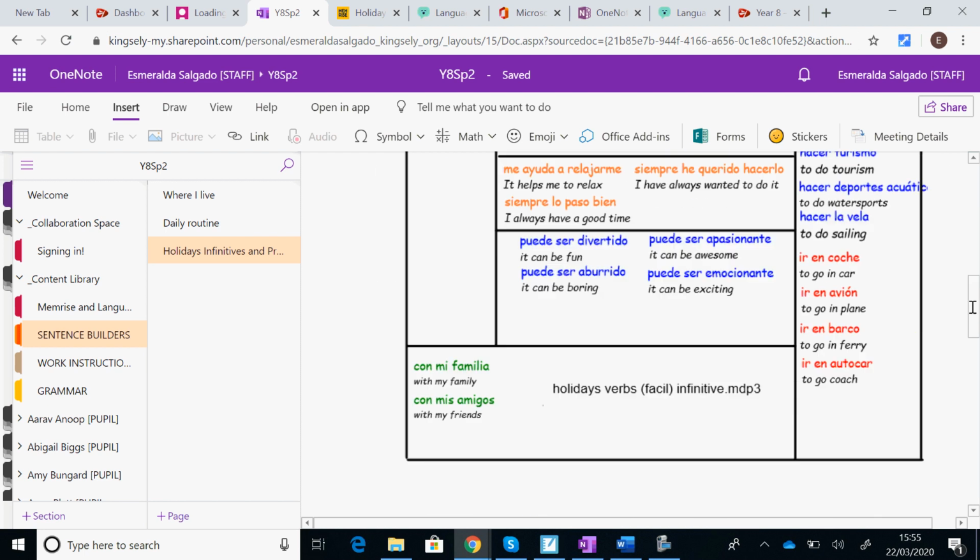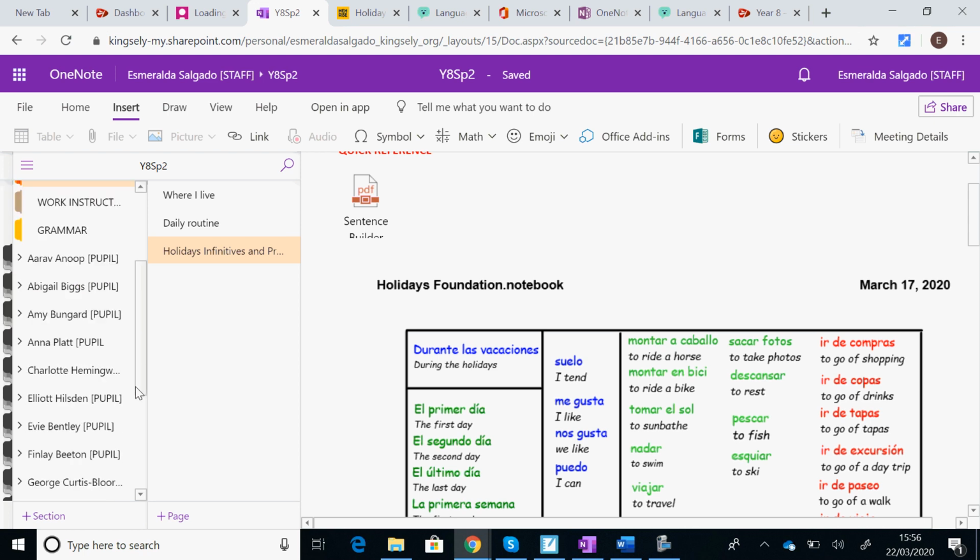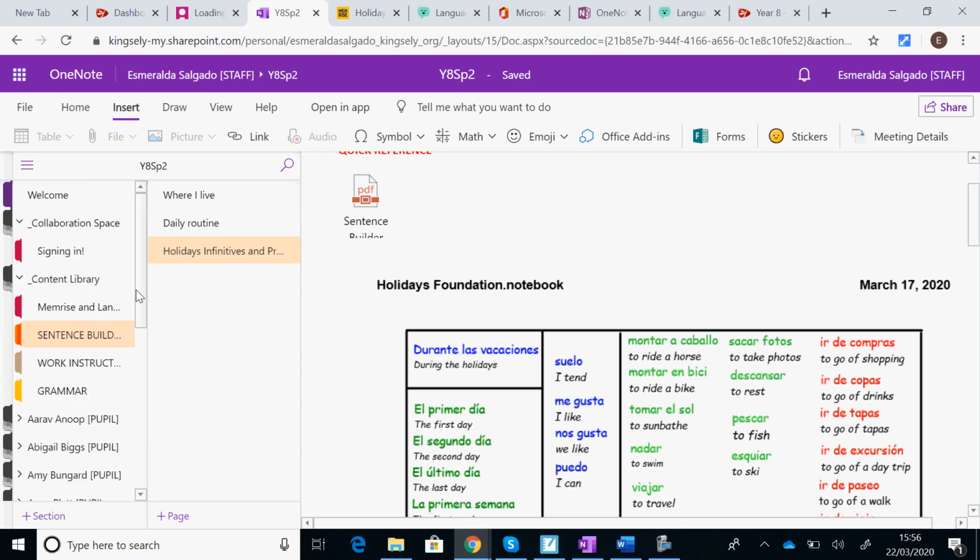What I suggest is that you take this and copy it onto your own area. For example, this is one student's area, another student's area, etc. Don't worry, at the moment I can see everybody's names here, but when you log on into your OneNote, you can only see your own area. So you cannot manipulate anybody's work, nobody can manipulate yours, and nobody can see your work apart from me. But everybody can see the collaboration space and the content library.